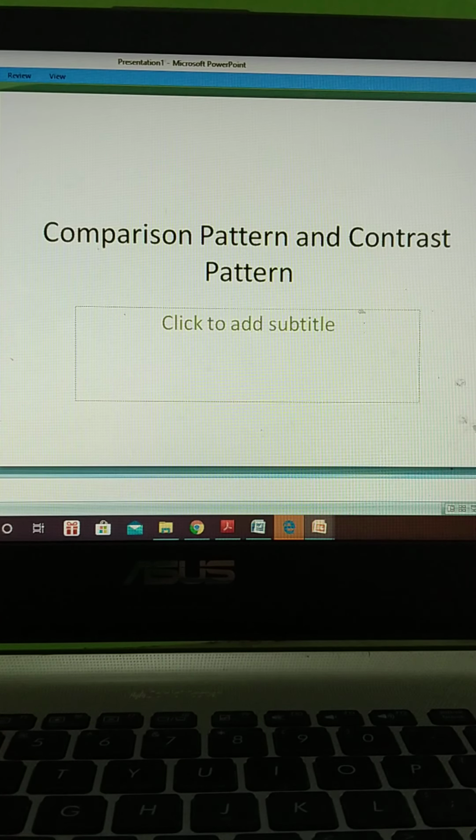How are you all? Today we're going to learn comparison pattern and contrast pattern in a paragraph. To do that, at first you have to know the purpose of writing comparison pattern and the purpose of writing contrast pattern. As you can see in your book on page 195. So comparison pattern is used when you want to show similarities between two people.